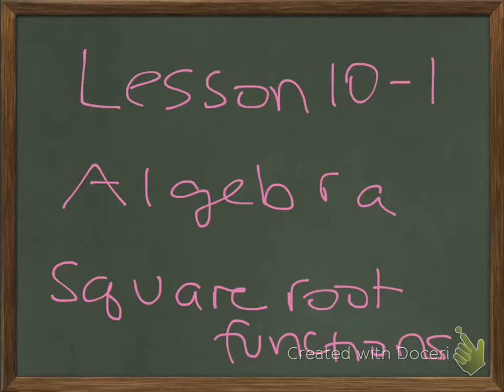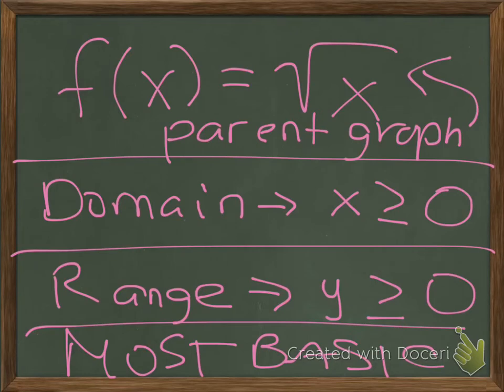Today we're looking at lesson 10.1 for algebra on square root functions. As we were looking at with the exponential functions, the square root functions also have a parent function, or the most basic function, and the criteria for that would look like this top one. And it says it's f of x equals the square root of x.